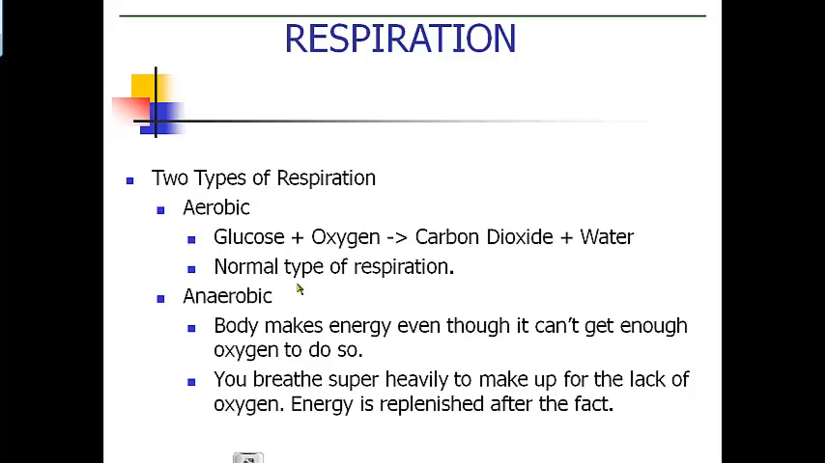So anaerobic respiration is where your body burns off basically as much oxygen as it possibly can that's inside of it to make energy, and then you replenish that reserve of oxygen by actually breathing more heavily to make up for it. Okay, guys, don't forget aerobic respiration and anaerobic respiration, and you need to know this word equation for the Cambridge exam.